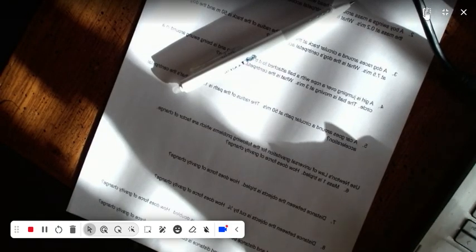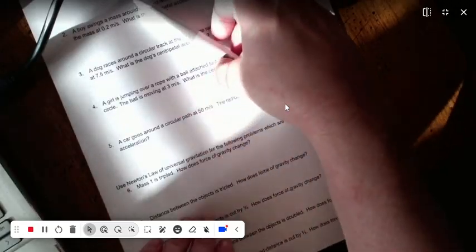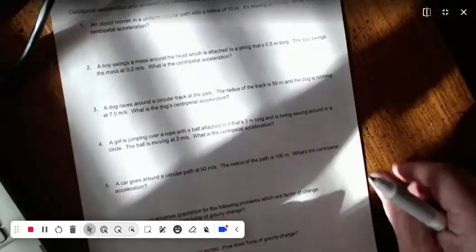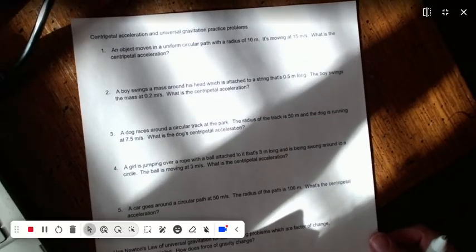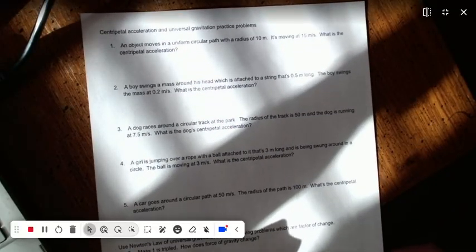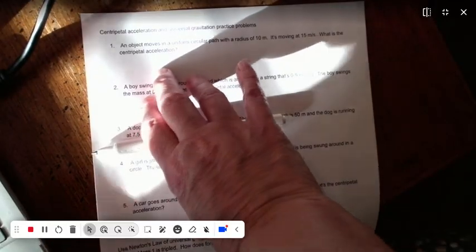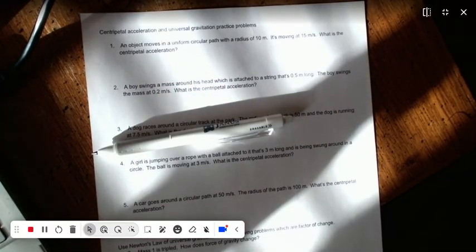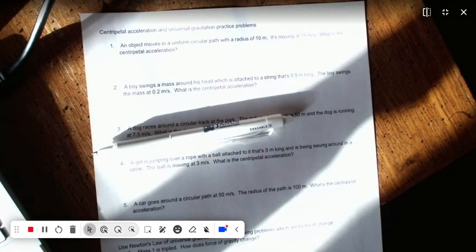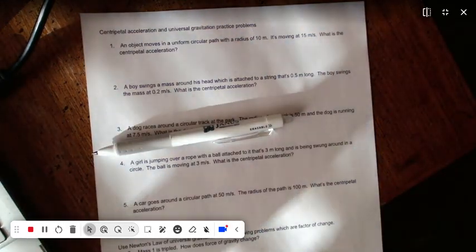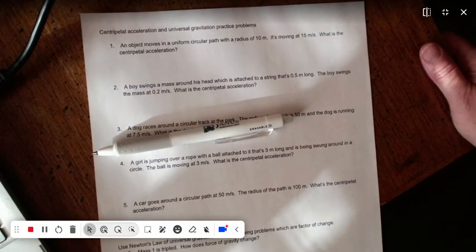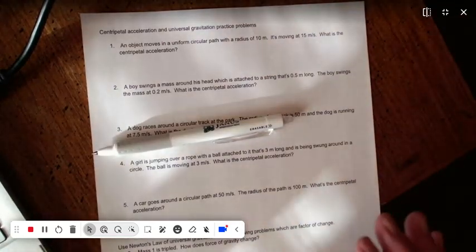Okay. Ooh. The sun is shining in this room, so it's maybe hard to see. Okay. Hang on a second. Okay, I think that helps somewhat.